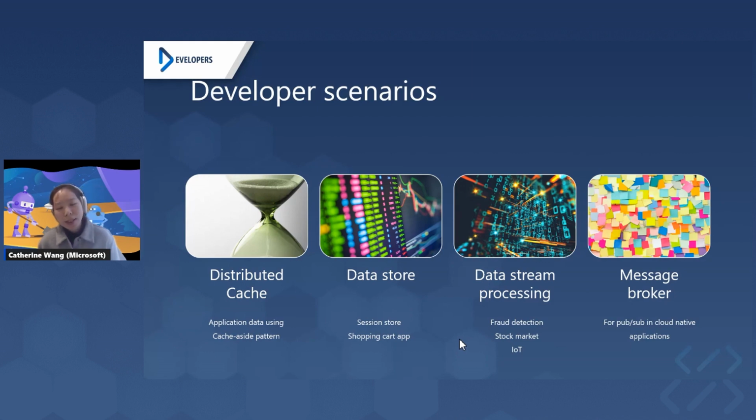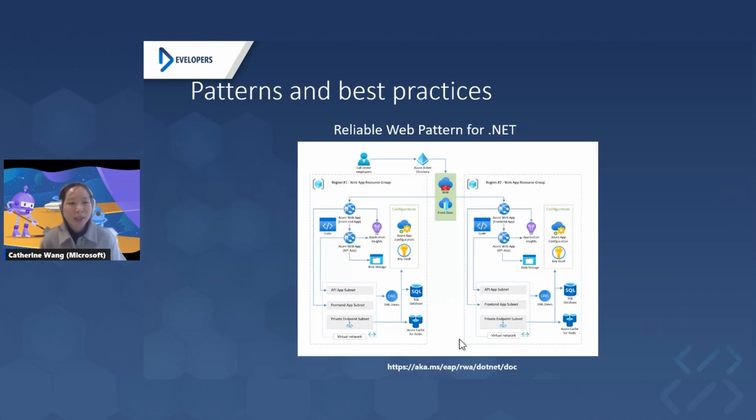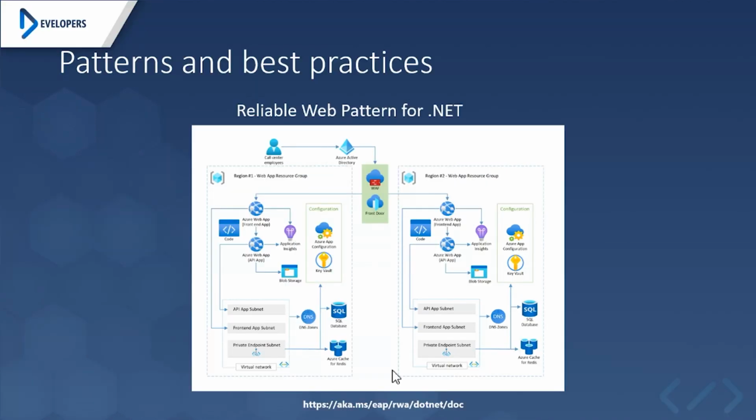So for all these scenarios, we may wonder, do we have to start from scratch when we implement all these? The answer is no. We recently shipped the reliable web patterns for .NET. It's basically a collection of patterns and best practices that uses various Azure services to implement efficient data access and well-designed data structures, together with security, performance, and monitoring guidance. And there are small components and assets you can reuse.